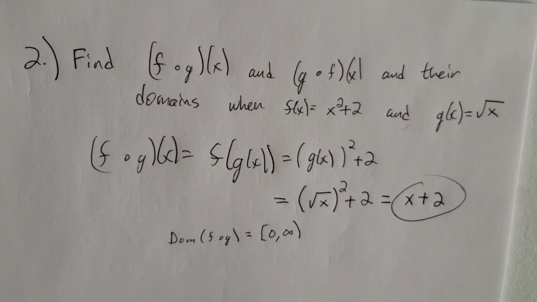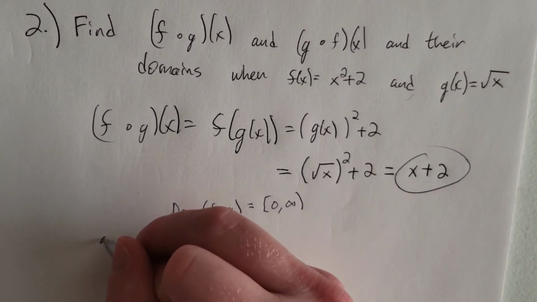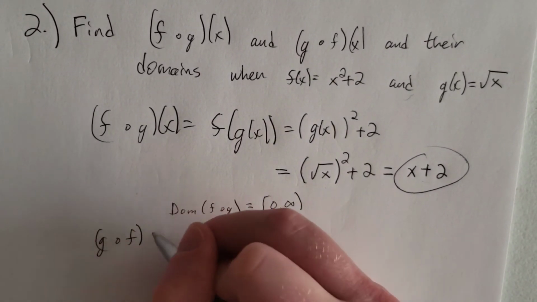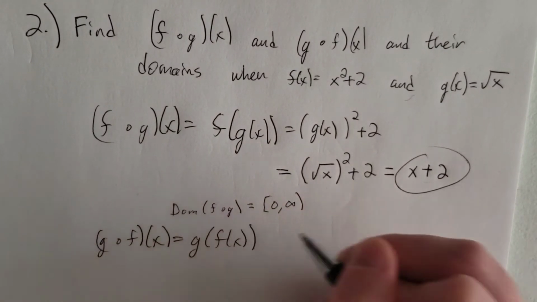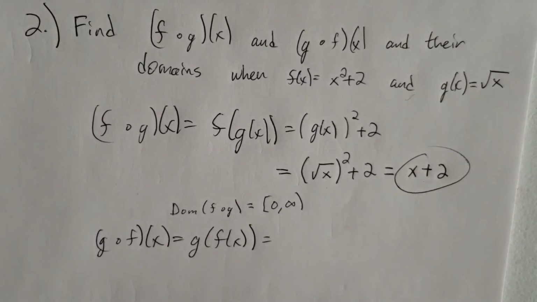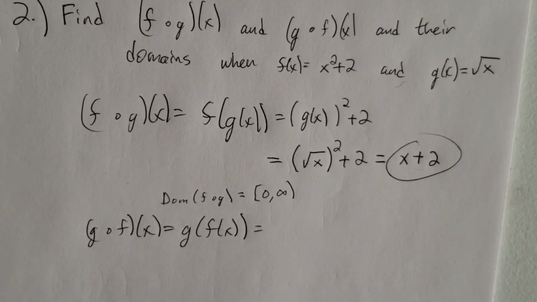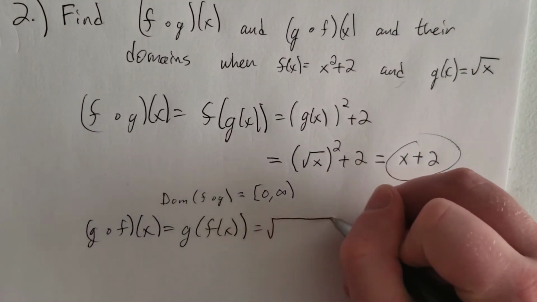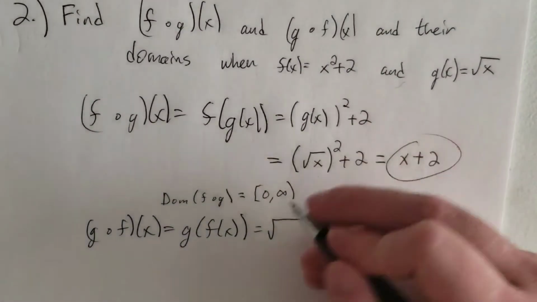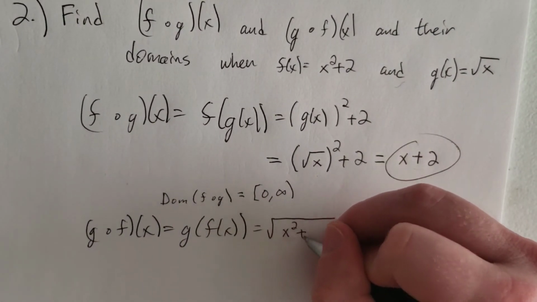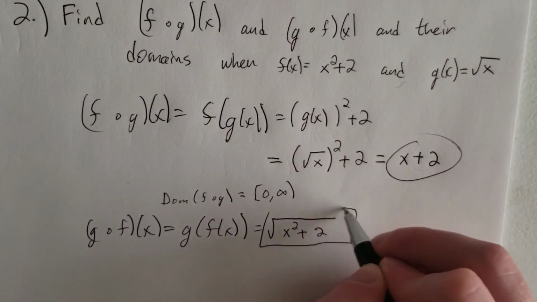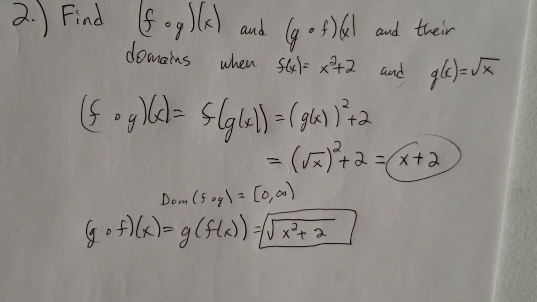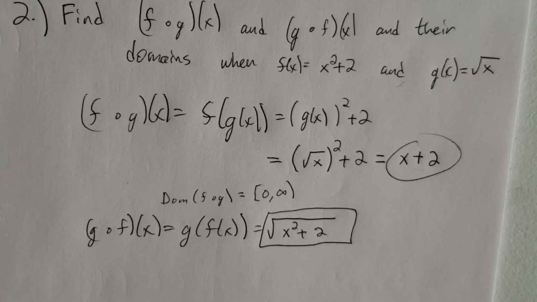All right, I'm going to do one more here, and that is g composed with f. Again, this means g of f of x, which means we plug in f of x into g. So g was the function square root of something, and what are we plugging in? We're plugging in x squared plus 2. And look, we're done. We don't need to reduce that in any way. So that is our g composed with f.